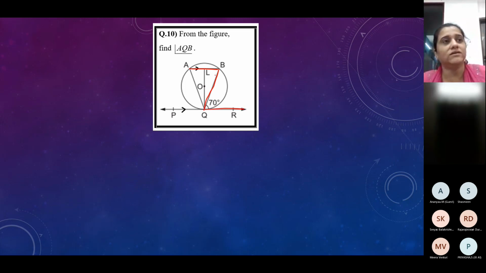Angle PQR is equal to angle QBA. So these two angles are equal, because alternate angles are equal. Now recall the alternate segment theorem.